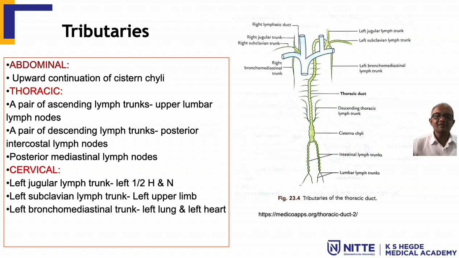The tributaries in the neck or the cervical tributaries can be classified as left jugular lymph trunk which drains the left half of the head and neck, left subclavian lymph trunk which drains the left upper limb, and left bronchomediastinal lymph trunk which drains the left lung and left heart.